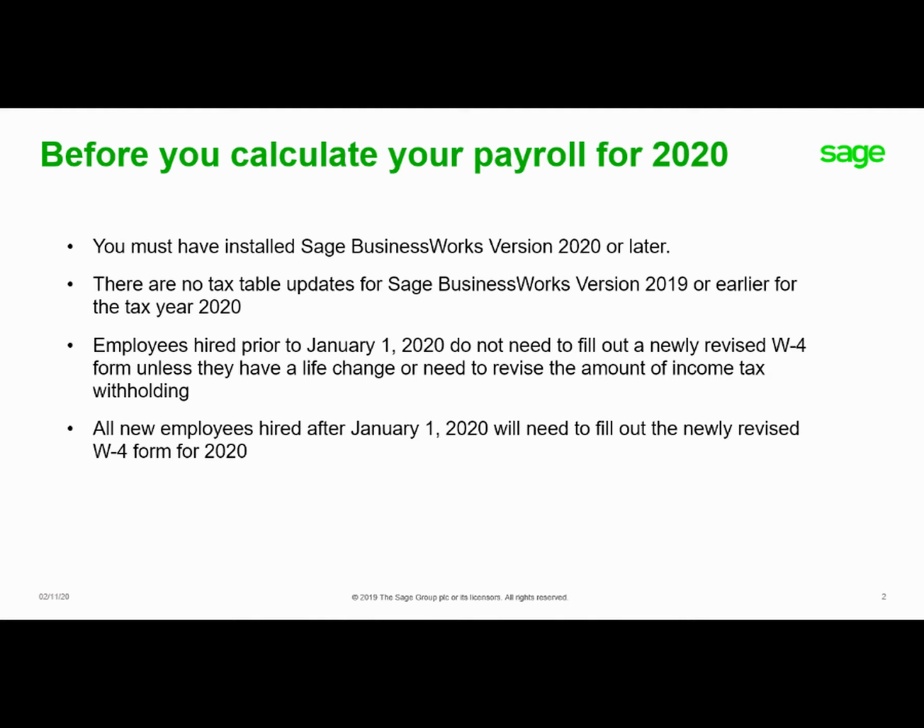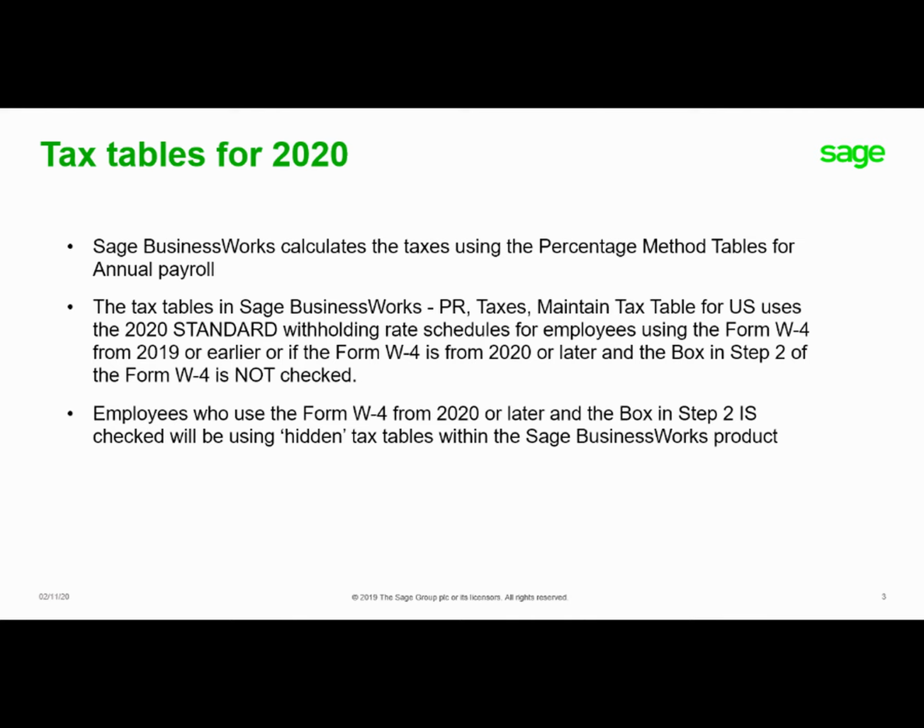Employees hired prior to January 1, 2020 do not need to fill out a newly revised W-4 form unless they have a life change or need to revise the amount of income tax withholding. All new employees hired after January 1, 2020 will need to fill out the newly revised W-4 form for 2020. Sage BusinessWorks calculates the taxes using the percentage method tables for the annual payroll.